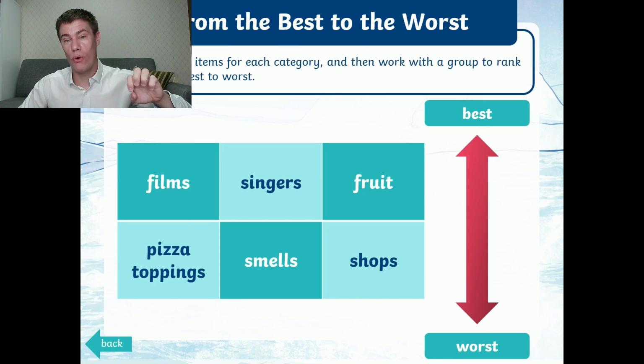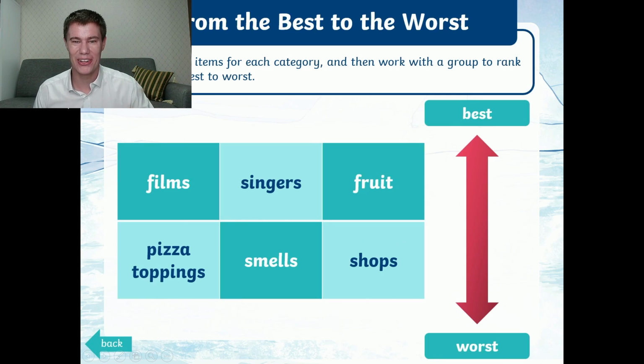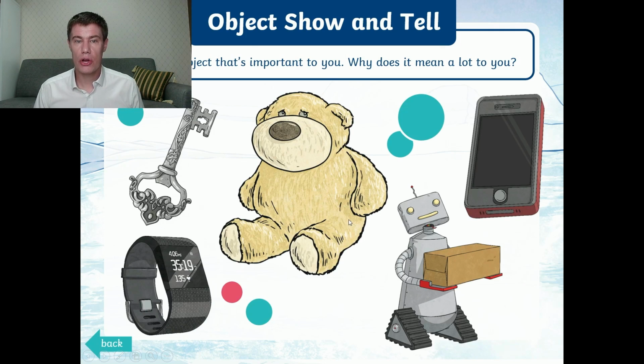Ask the class for 10 films, write them on the board, and in small groups they have to decide what is the best film to the worst, and you can do it with singers, fruit, pizza toppings, smells, and shops. Anything that you can put in a category. Object show or tell. The student shows something that's important to them.